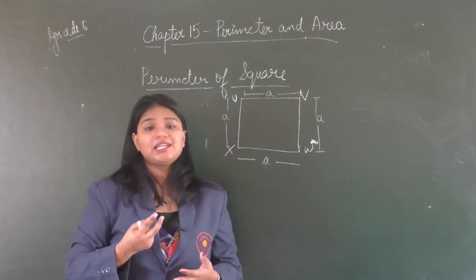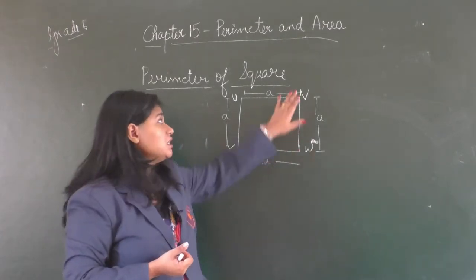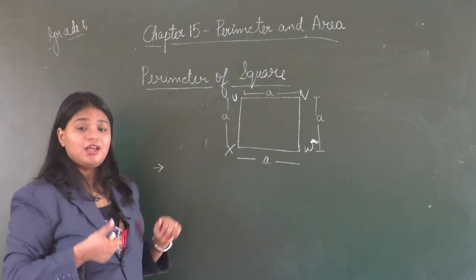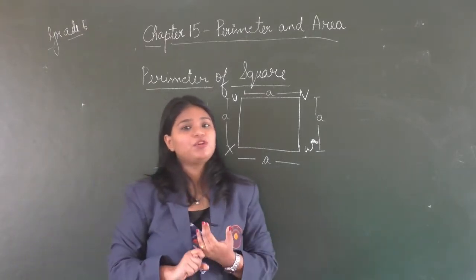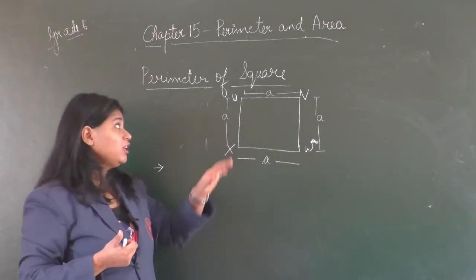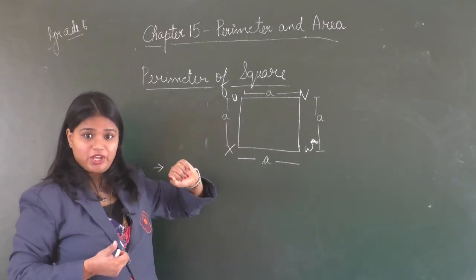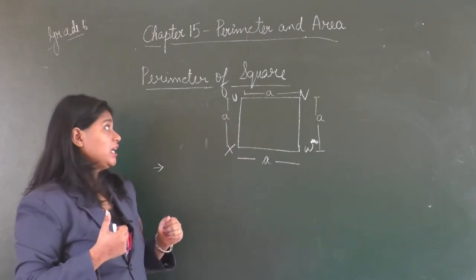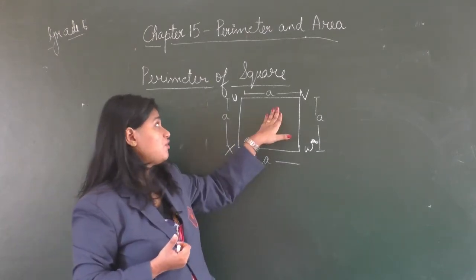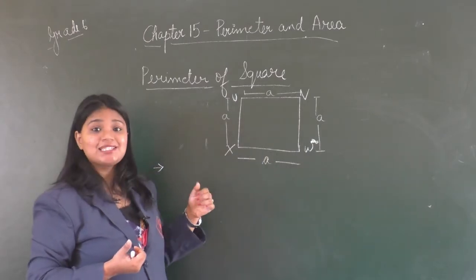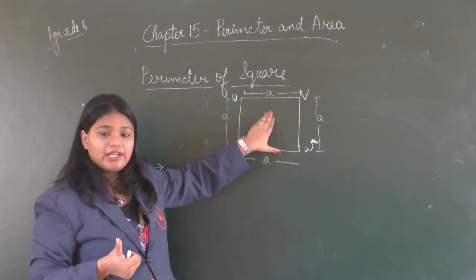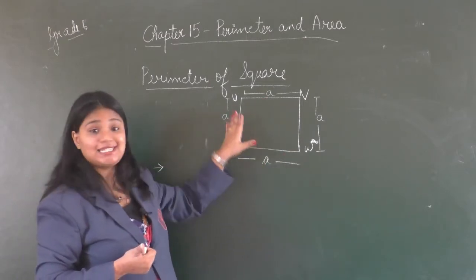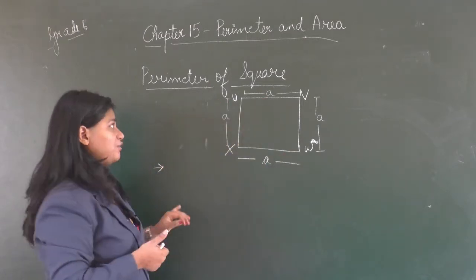Let's learn about second kind of four-sided figure, that is a square. So we will learn how to calculate perimeter of a square. Again we will use the generalized formula of perimeter to find the formula for perimeter of a square. So we know that perimeter is equal to sum of all sides. Here I have named the sides of the square UVWX as A. Now we know that all sides of a square are equal. So I have named all the sides as A. So let's apply the formula.